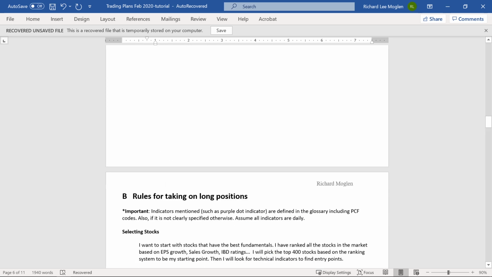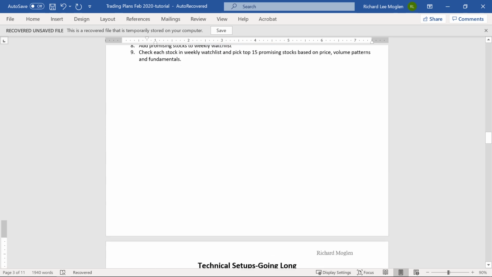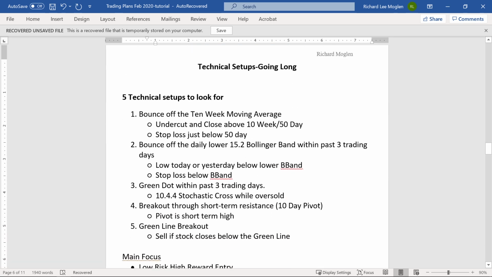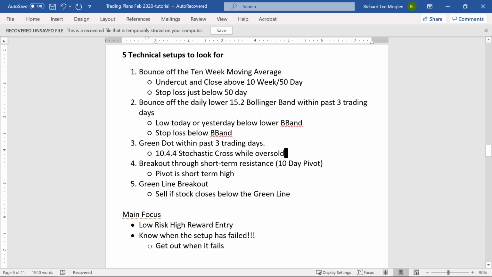Last time we talked about the three bottom parts of my overall trading process, and today we'll be focusing on the entry setups that I use and actually how I go about buying shares when I decide to take up a new position. So overall, I use five main technical setups: a bounce off the 10-week moving average, a bounce off the daily lower 15-2 Bollinger Band within the past 3 trading days, a green dot within the past 3 trading days, a breakout through short-term resistance, and a green line breakout.